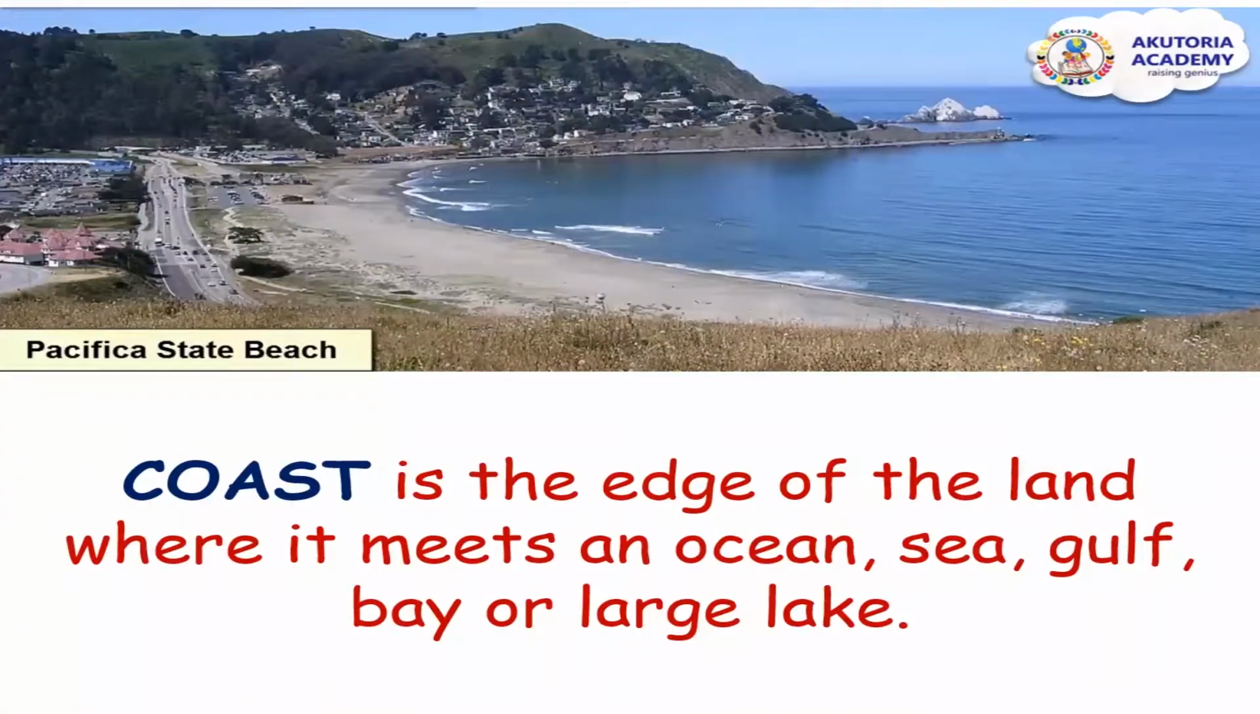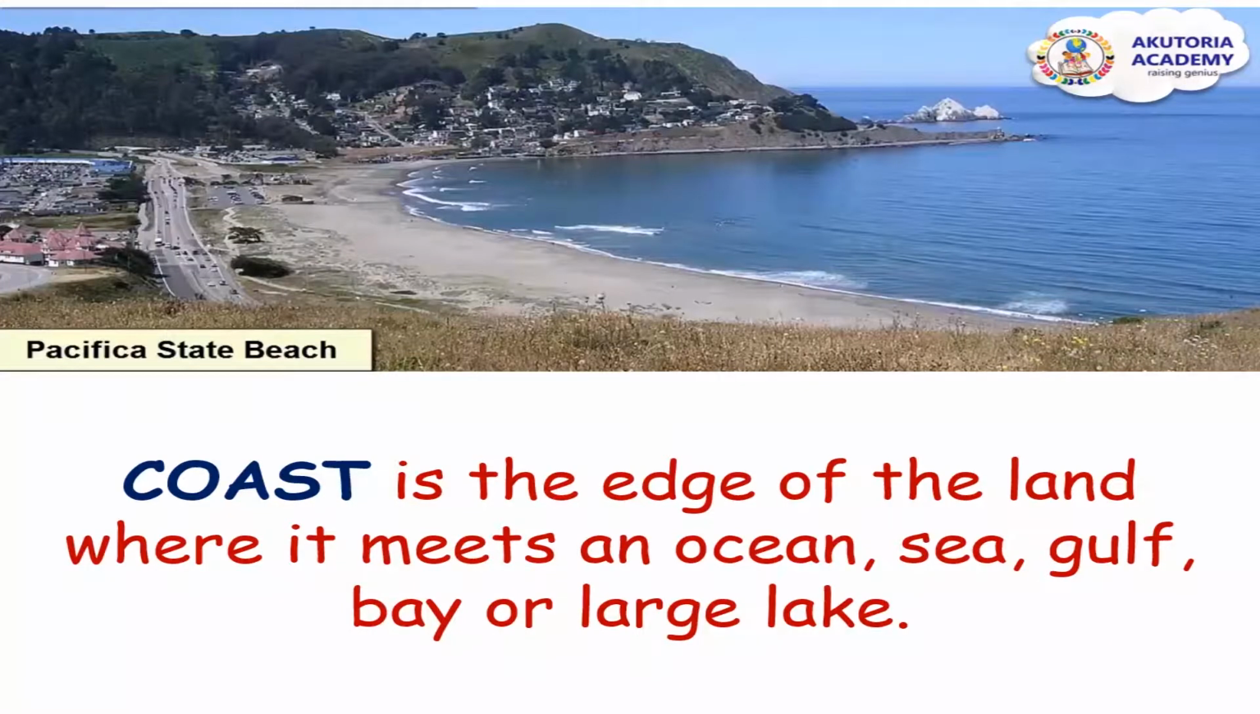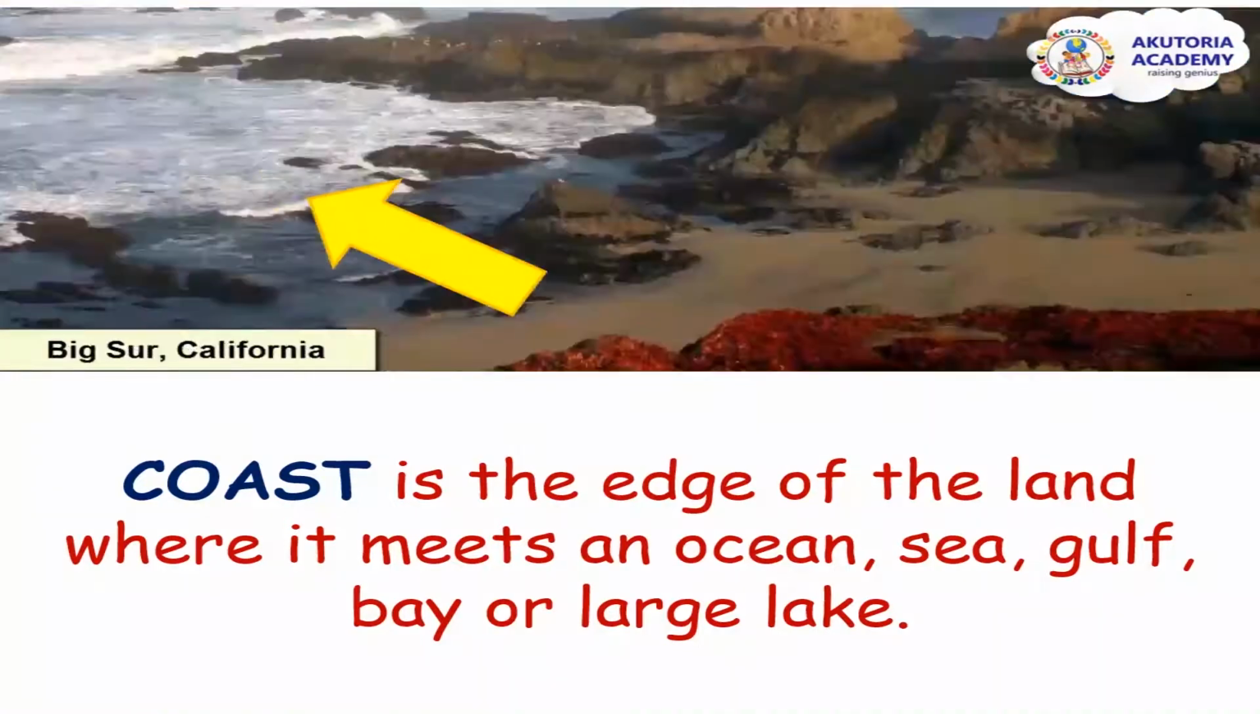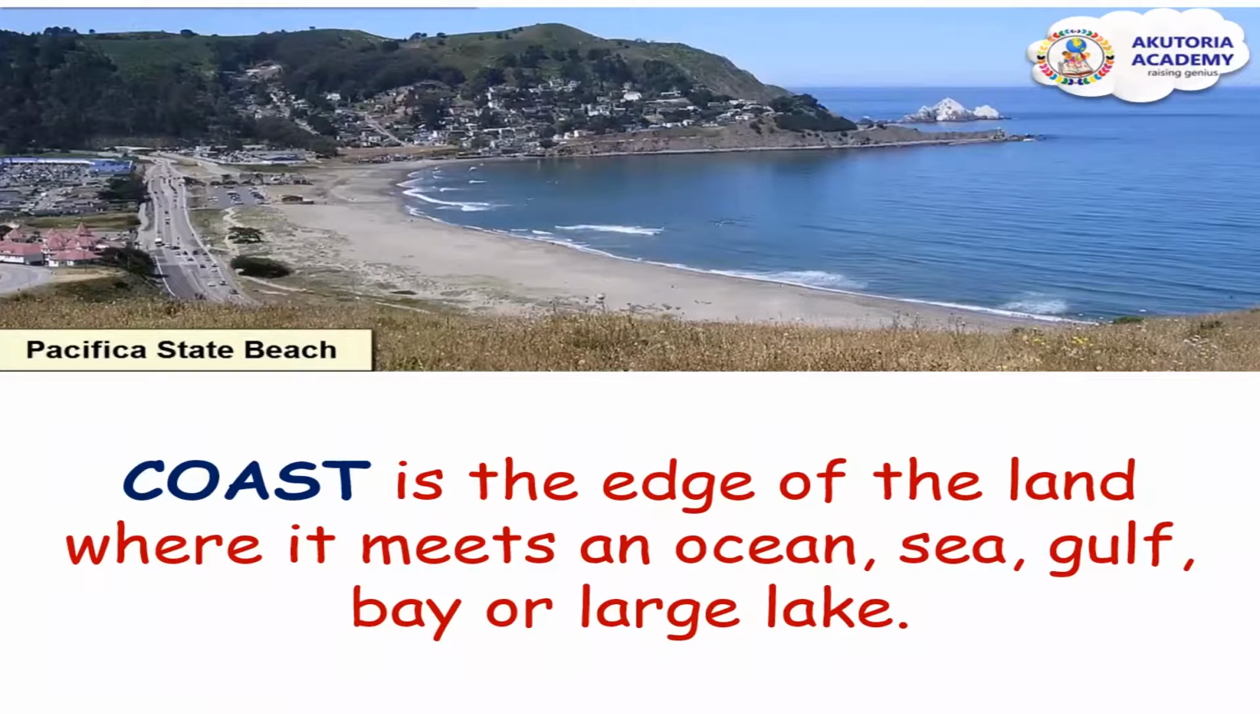Coast. A coast is the edge of the land where it meets an ocean, a sea, a gulf, or a large lake. So the end of the land, the edge of the land. If you look at this clip, this land section, good. The edge of the land where it meets an ocean, a sea, a gulf, or a lake is a coast.